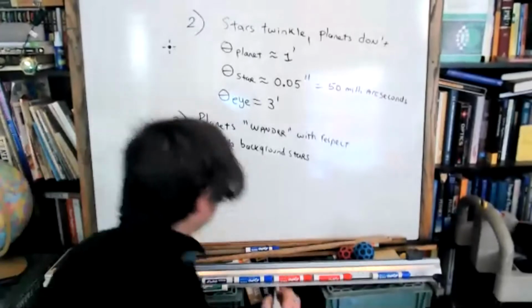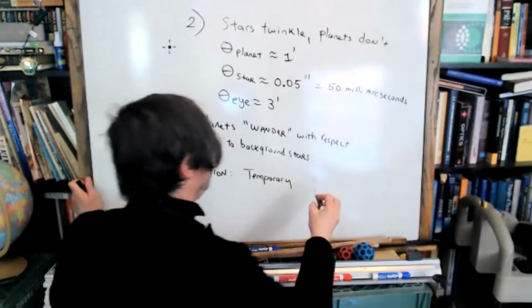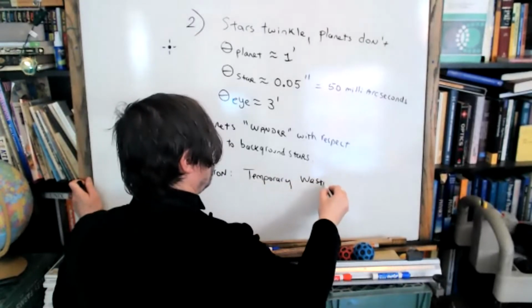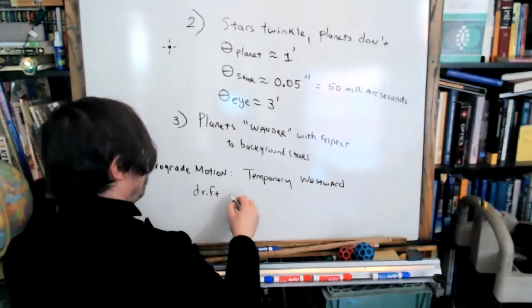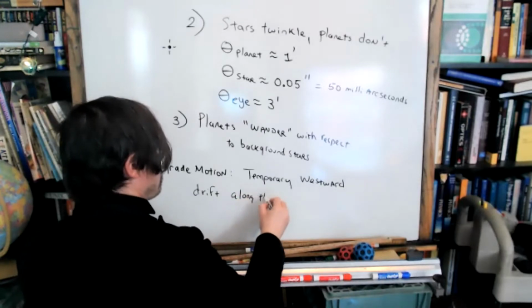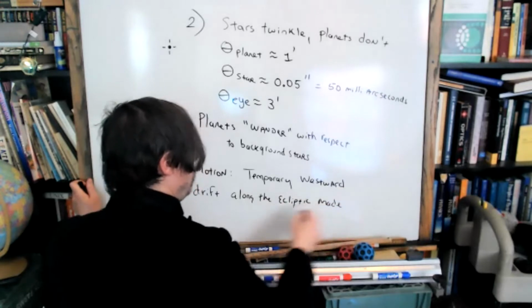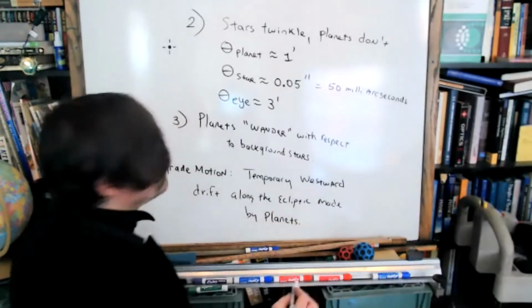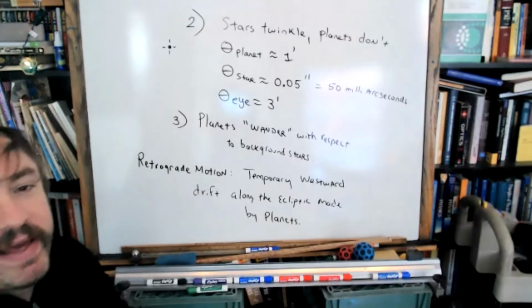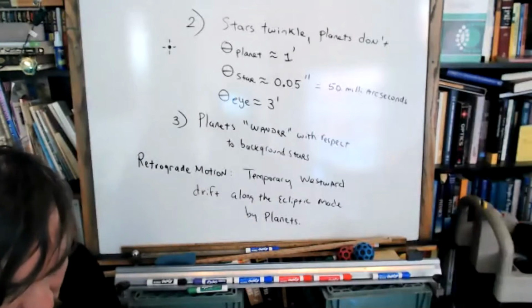And we will define retrograde motion as a temporary westward drift along the ecliptic made by planets. Retrograde motion is kind of a buzzword. It's one of the ways that ancient people knew that planets were different than stars.